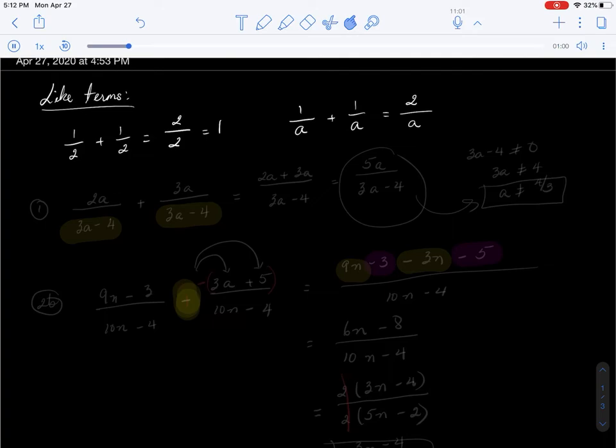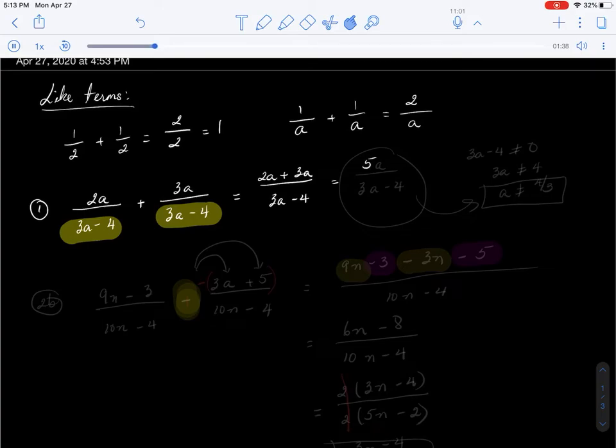Okay, let's look at Got It number 1. They ask you to add the two expressions together. In this case, the denominator is the same. The only thing you need to do is take 2a plus 3a, and then rewrite the denominator. Simplify it a little bit.